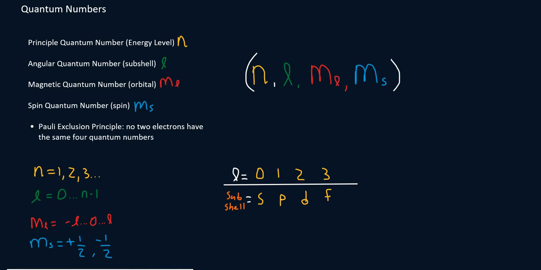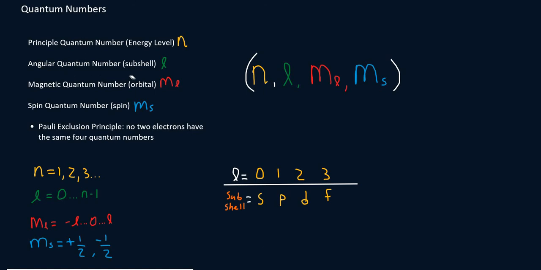Your n is also going to correspond to the row of the periodic table that your element is on. So let's say, for example, your element is on row 2. That means you've got n equals 2. So the row number is the same as the principal quantum number, the energy level. Row is 2, energy level is 2. They correspond together.